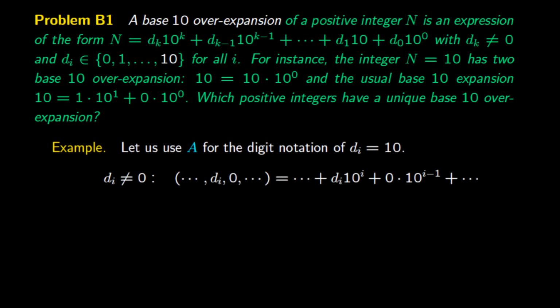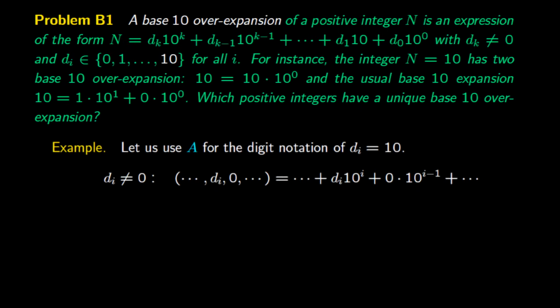Here are more examples where we don't have a unique over expansion. Let us use capital A to represent the digit d_i being 10. It is convenient notation for the following demonstration. Also, let us use parentheses and commas to denote a number with over expansion digits. For example, 210 is denoted by (2, 1, 0).